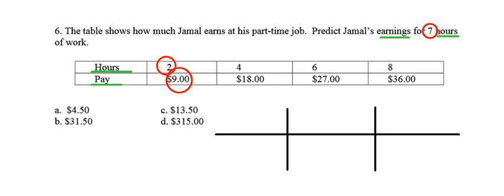Question number 6. The table shows how much Jamal earns at his part-time job. Predict Jamal's earnings for 7 hours of work. I'll read it one last time. Number 6. The table shows how much Jamal earns at his part-time job. Predict Jamal's earnings for 7 hours of work. And for example, I've got circled that for 2 hours of pay, he gets paid $9.